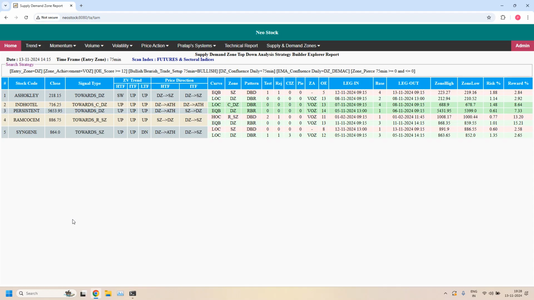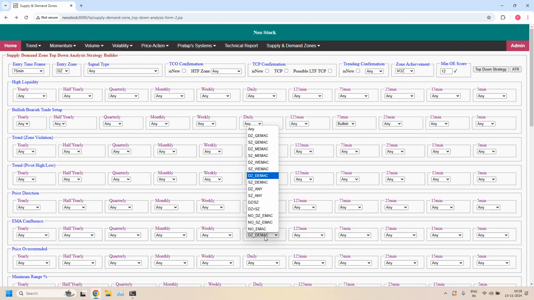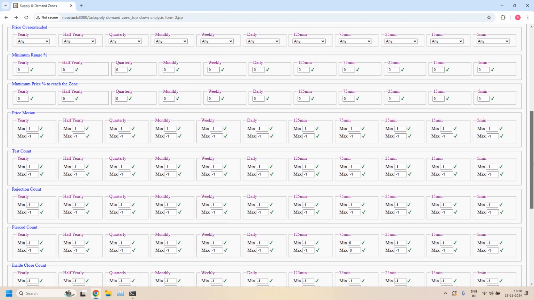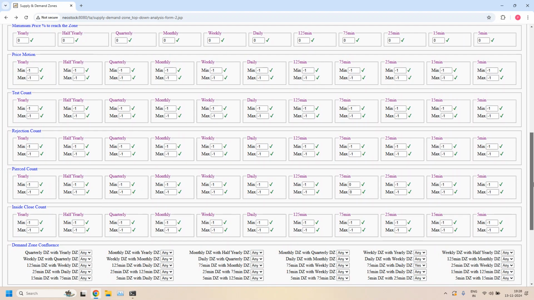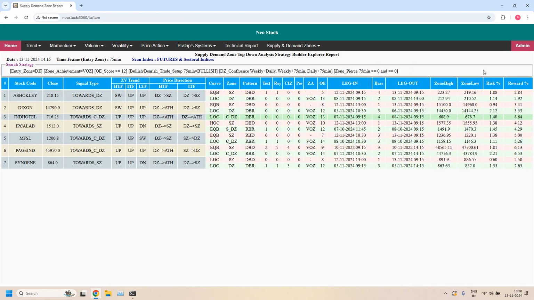Okay, next LTF, ITF, HTF confluence, we have to filter. I am removing EMA filter. LTF, ITF, HTF, that is 75, daily and weekly. Already 75 with daily is enabled. Next 75 demand zone with weekly demand zone confluence. Daily demand zone with weekly demand zone confluence. With all the three filters, we got 7 stocks.